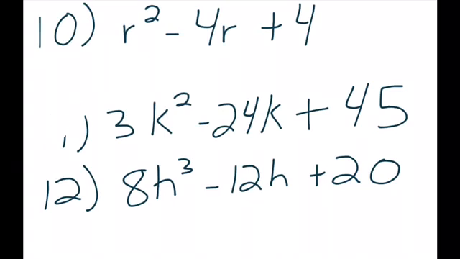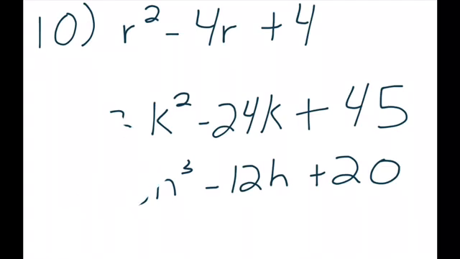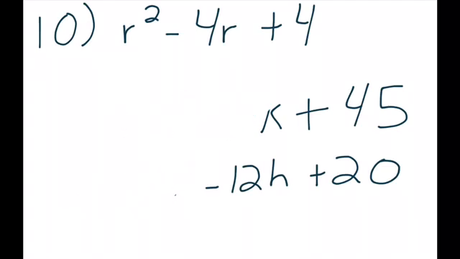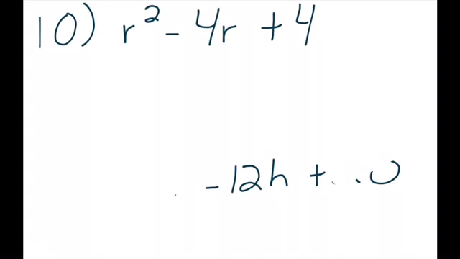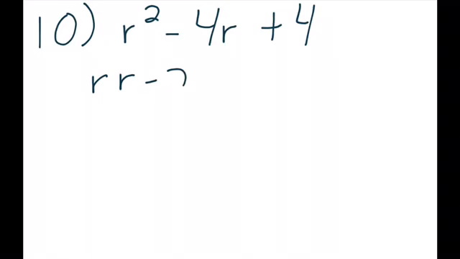Okay, let's go over number 10. Go ahead and erase these here. Okay, so first of all, is there a GCF? So if I write it out, I have r times r minus 2 times 2 times r plus 2 times 2. So I can see there's no GCF because they don't have anything in common. So we're going to erase that. So that means I'm going to use X game.